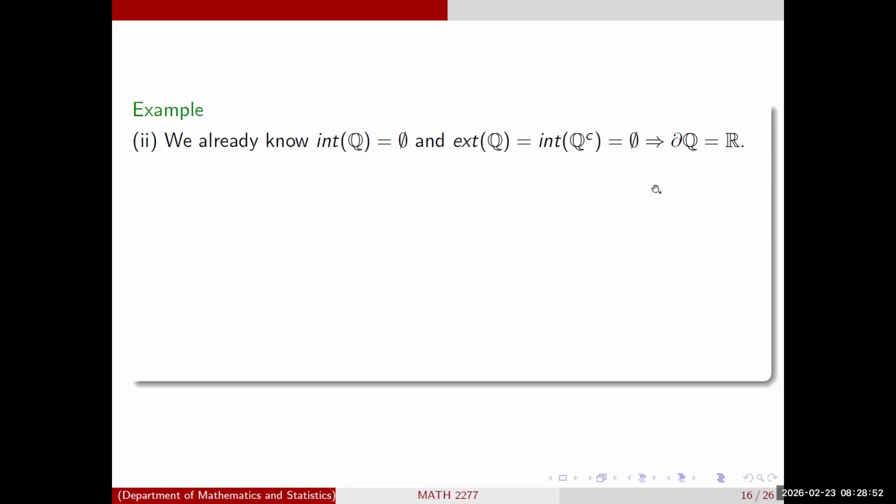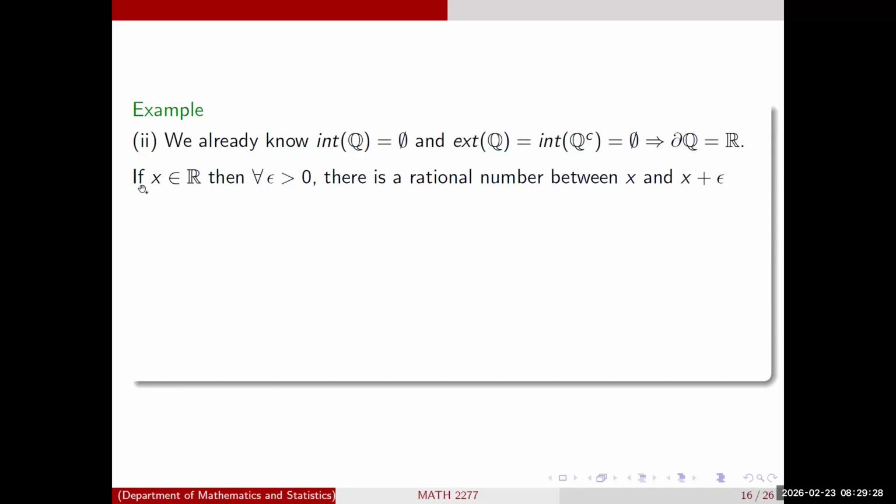In other words, if you take any real number and you put any neighborhood around it, you will always find a rational number and an irrational number. Of course, we already knew that. That's the density property of the rationals and irrationals in R. So this is another way of saying that.